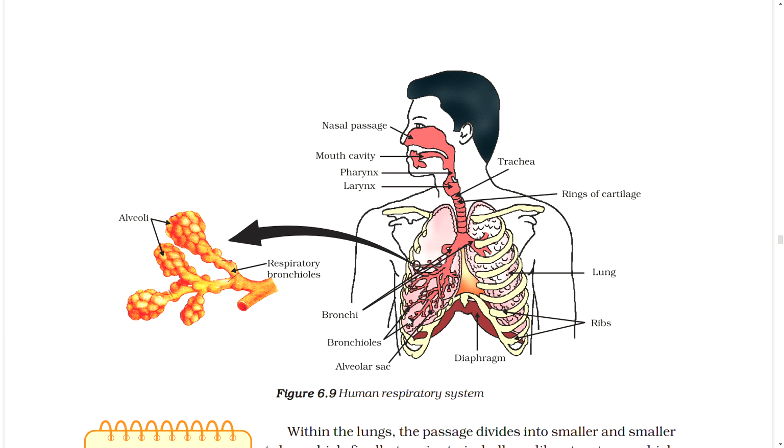Figure: human respiratory system. Nasal passages, mouth cavity, pharynx, larynx, trachea, rings of cartilage, lungs, ribs, diaphragm, bronchi, bronchioles, alveolar sac, respiratory bronchioles, alveoli.